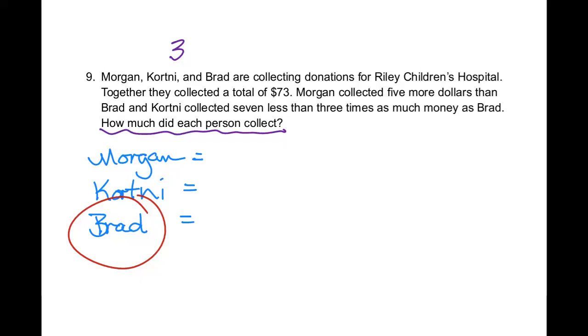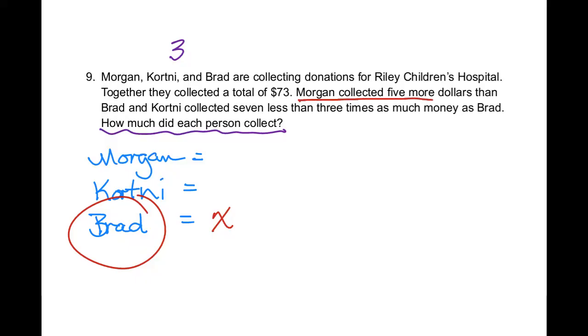So, do we know how much Brad collected? No. So that is going to be the variable that we start with. Brad is the main person in this problem. Everything is based around Brad. So x is the amount that he collected.